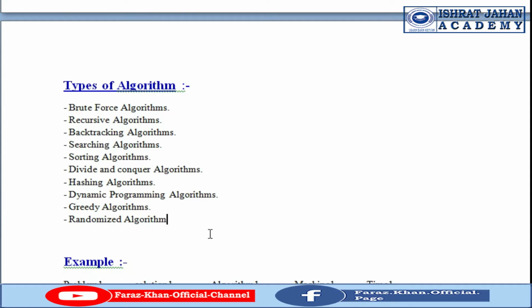These are the types of algorithm. We don't have to go into detail right now. Further on, as I explain the different types of algorithm, I will tell you in detail the purposes of these different algorithms. Right now, I'm just giving you a bird's eye view of the types of algorithm and how we can segregate or differentiate algorithms.